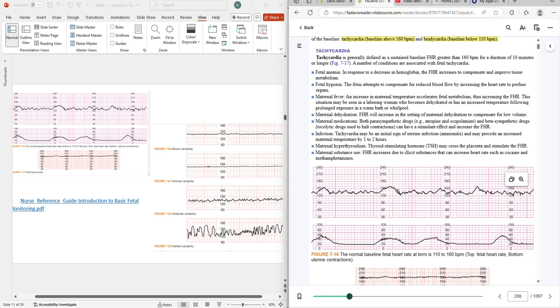These are considered accelerations. This is what we want. We want a happy baby that is excited, doing well, good oxygen perfusion. The top part is our fetal heart rate. The bottom part is our contraction pattern. So these are contractions. And remember, we talked about frequency a while ago, right? So the frequency is from here all the way to here, from the beginning of one contraction to the beginning of another contraction.